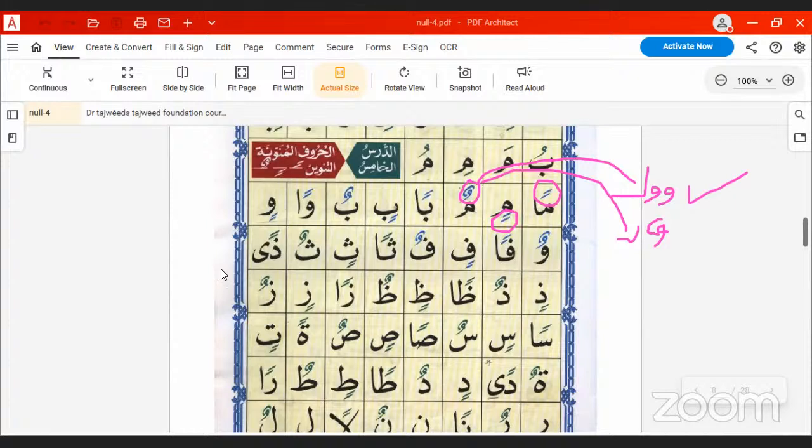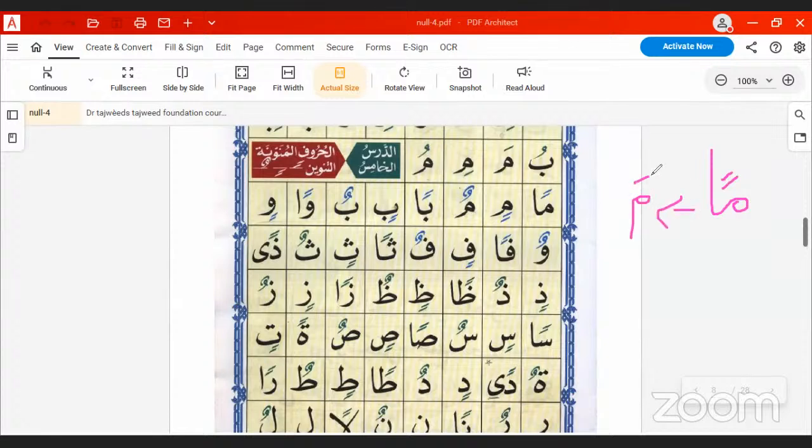So tanween means extra noon sakina at the end of a word. What does it mean? Let's take the letter meme. How do you write this? Meme fatha plus noon with a sukoon. That is the nunation or extra noon sakina at the end of a word. So man will become actually meme with a fatha plus noon with a sukoon.